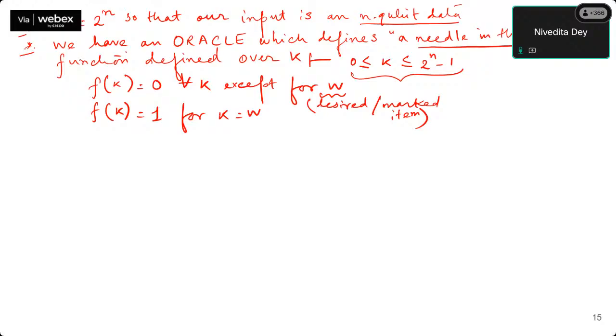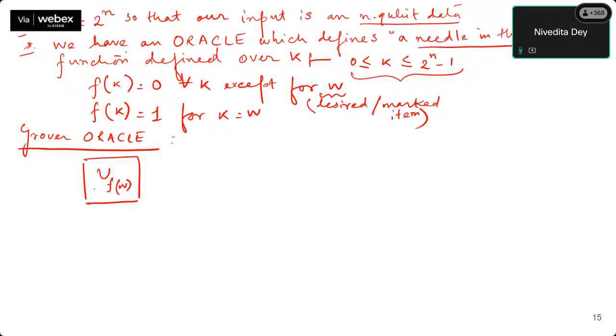Now, the simple Grover oracle will look something like this. This is the oracle unitary, U f of w, for the item they want to search for. That's why I'm marking it like this. There is one input register and one target register. What is input? What is target? I have not defined them yet. This is just the input, and this is the target.